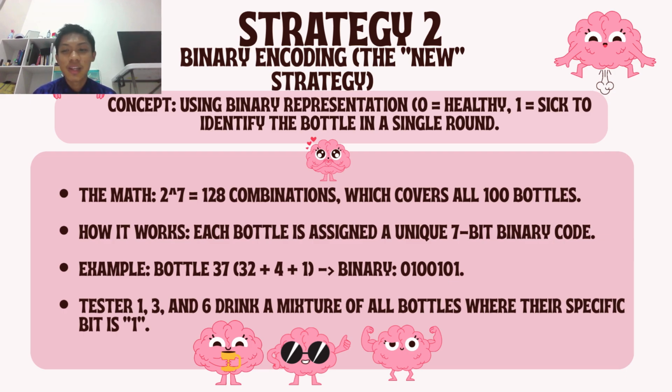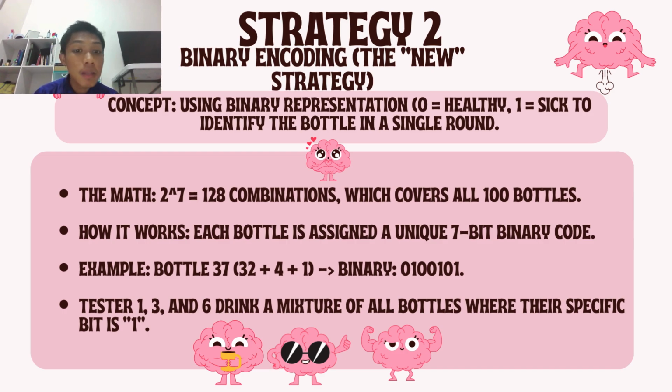So how does it work? We assign each bottle a unique binary code. For instance, say the poisonous bottle is bottle number 37, and it is the addition of 32 plus 4 plus 1. So its binary code is 0 1 0 0 1 0 1. This means bottle 37 is mixed into the samples for tester 1, tester 3, and tester 6.